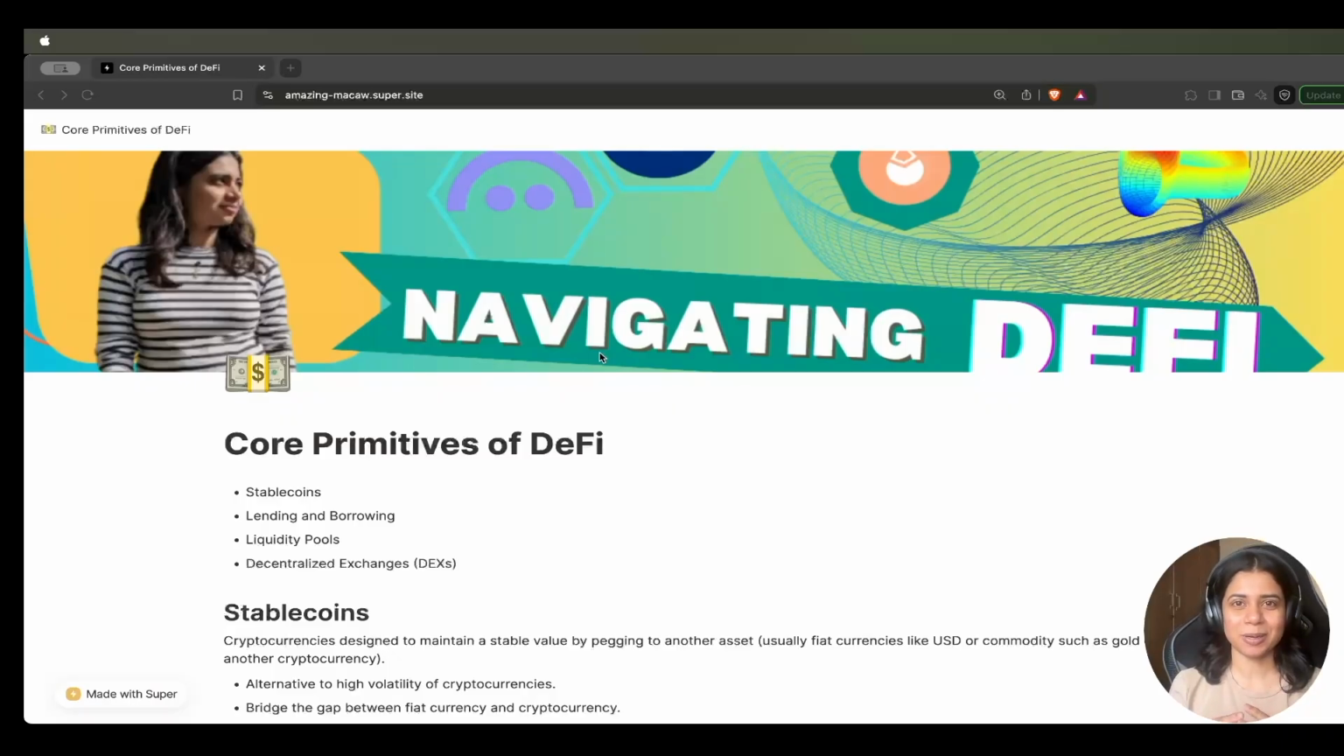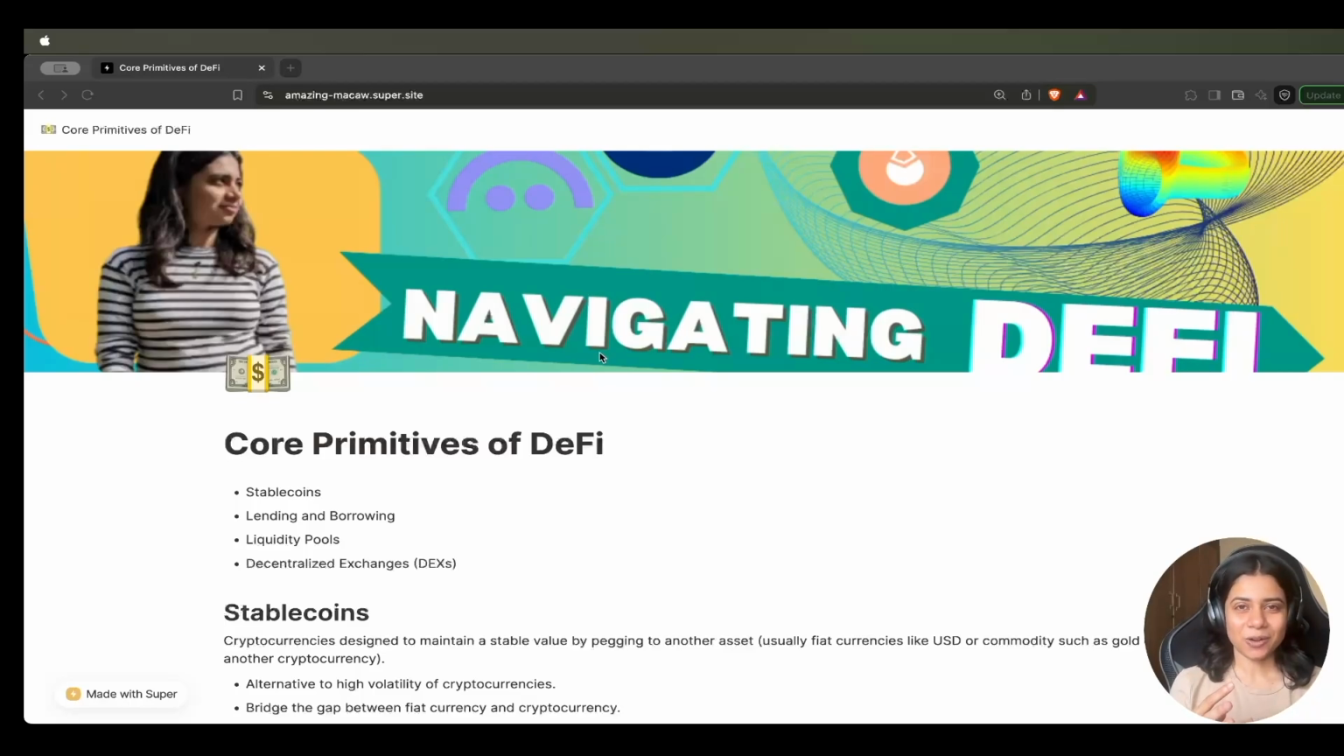So the first primitive is stable coins. Let's first understand what we mean by stable coins. As the name suggests, a stable coin is a cryptocurrency whose value is kept stable. And how do we do that? By pegging it to another asset. This asset could be anything. It could be a fiat currency, it could be a commodity, or it could be another cryptocurrency. Based on how we are pegging it, different categories of stable coins are defined.